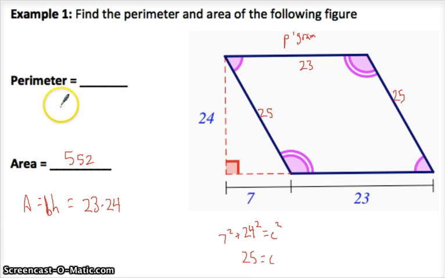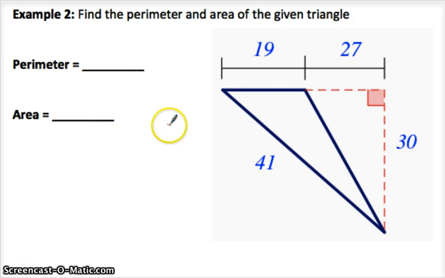So this is going to be 23 plus 25 plus 23 plus 25. That's 48 plus 48, that's 96. Hope I did that right. Hate to make errors and corrections later. All right, find the perimeter and area of this thing.